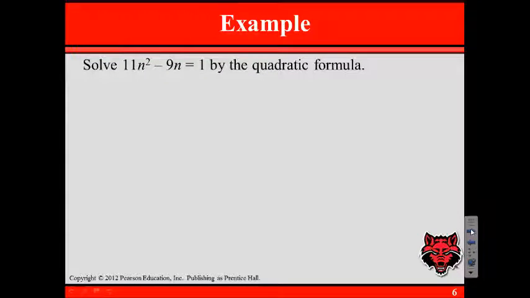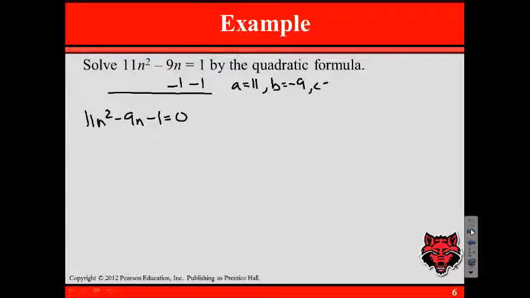11n squared minus 9n equals 1. We want to solve that by the quadratic formula. Before we can solve, we have to have everything on one side of the equation equal 0. So we subtract 1 from each side. That gives us 11n squared minus 9n minus 1 equals 0. Now we can find a, b, and c. So from the equation, we have a equals 11, b equals negative 9, and c equals negative 1.